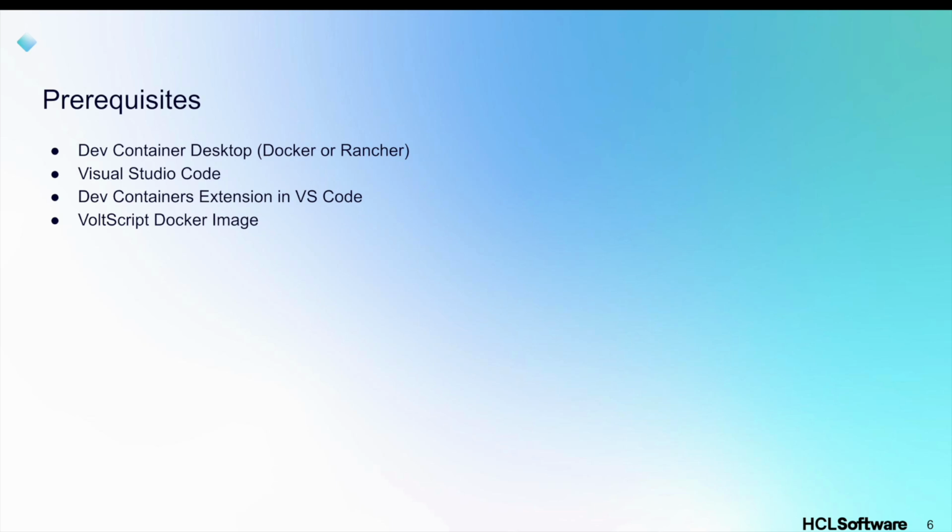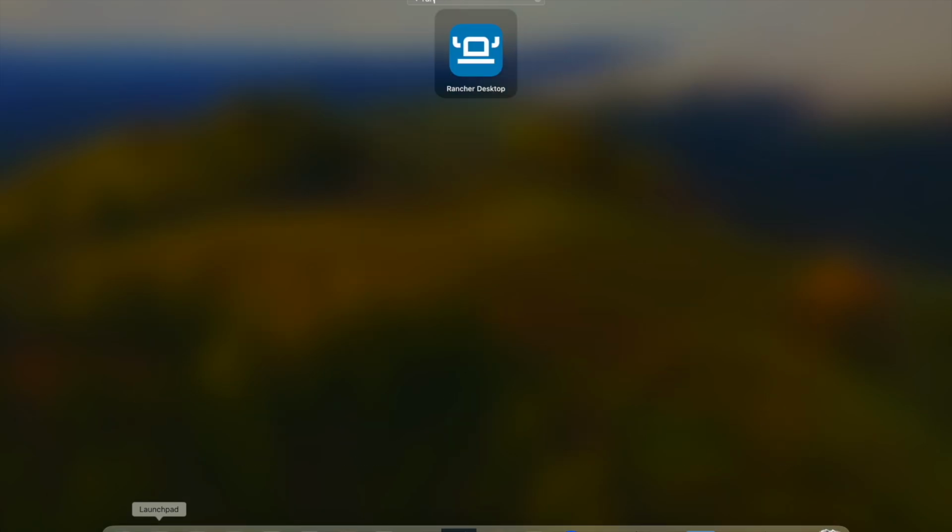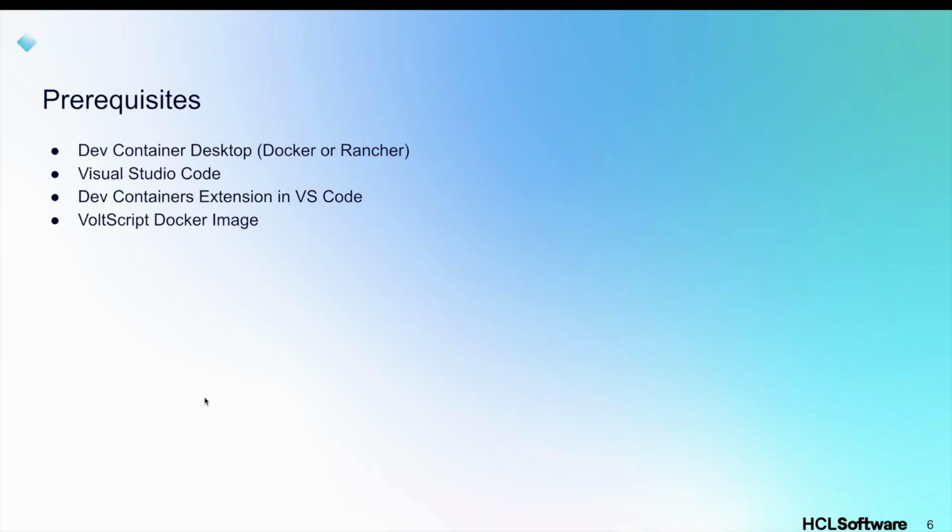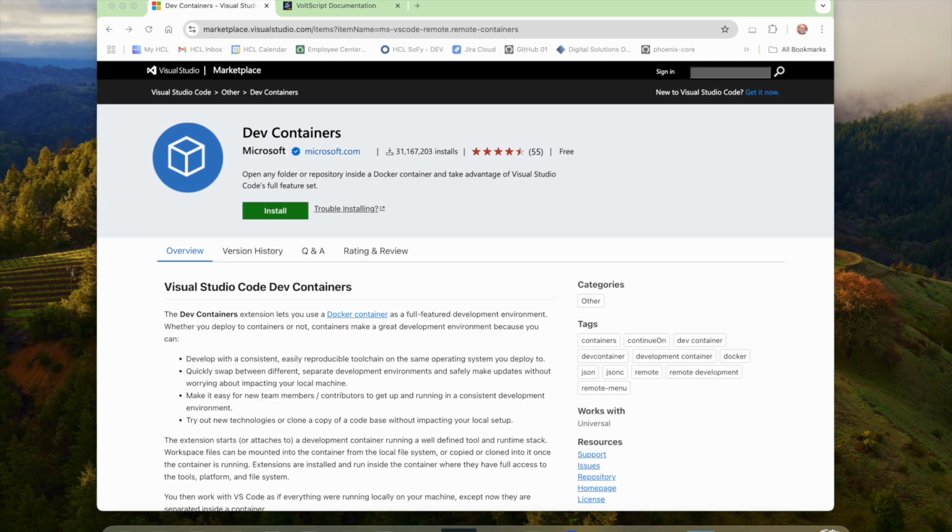Prerequisites for installing VoltScript in a dev container on your Mac or on, I guess, any device you want. You need to have a dev container desktop, either Docker or Rancher. I use Rancher on this machine, so there we go. You need to have Visual Studio Code installed. You need to have the dev containers extension for VS Code. That's available from Microsoft Visual Studio Marketplace.